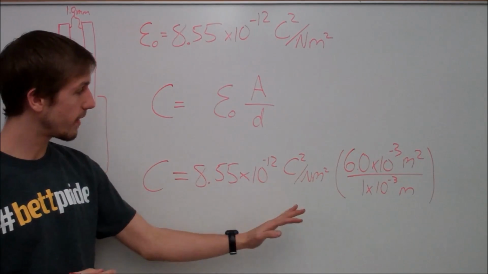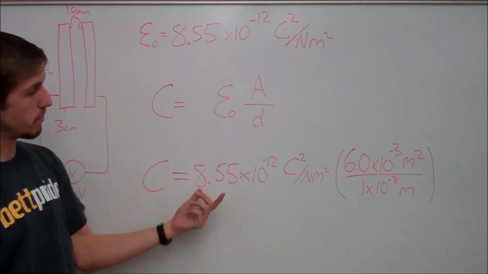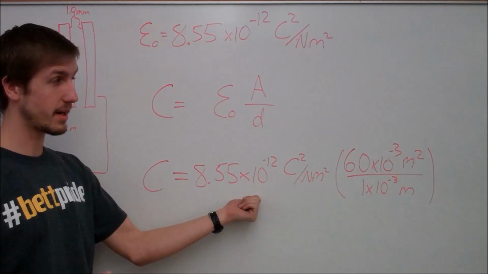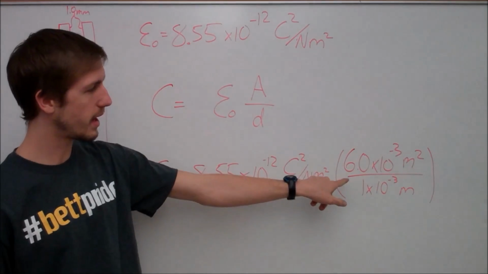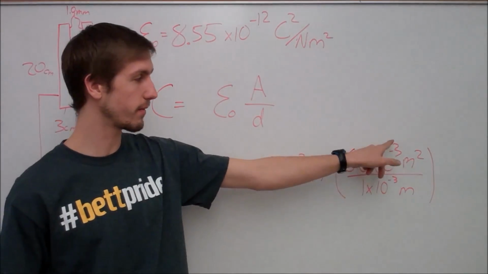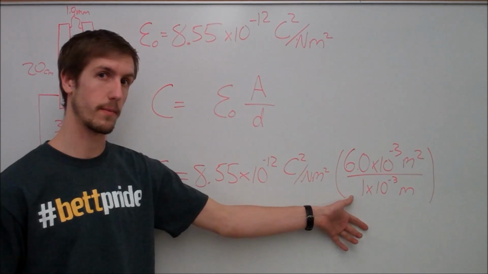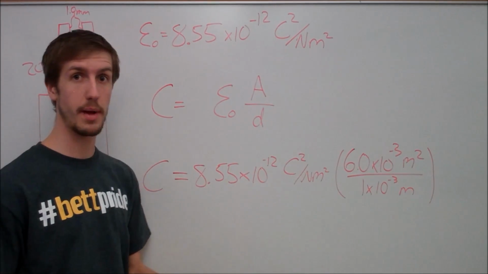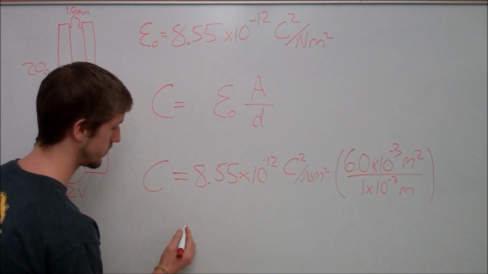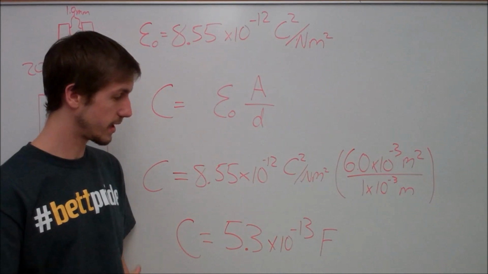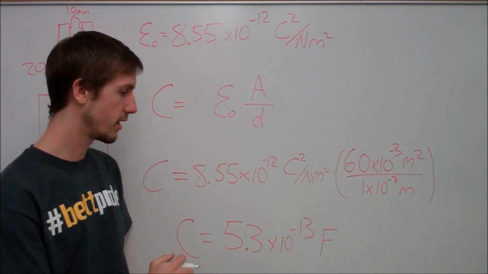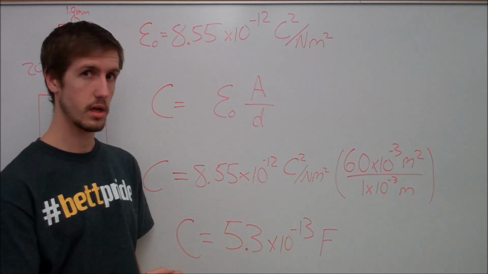So, now I've put all of my values into here. 8.55 times 10 to the negative 12, multiplied by 6.0 times 10 to the negative third, all over 1.0 times 10 to the negative third. Now this will give me a final capacitance of 5.3 times 10 to the negative 13th farads.